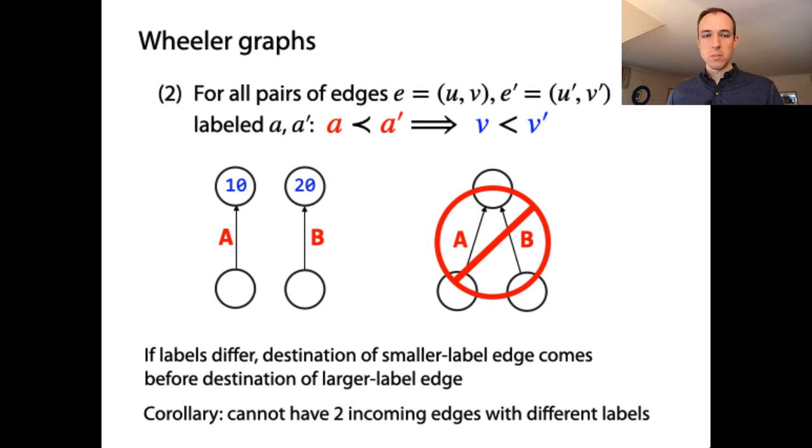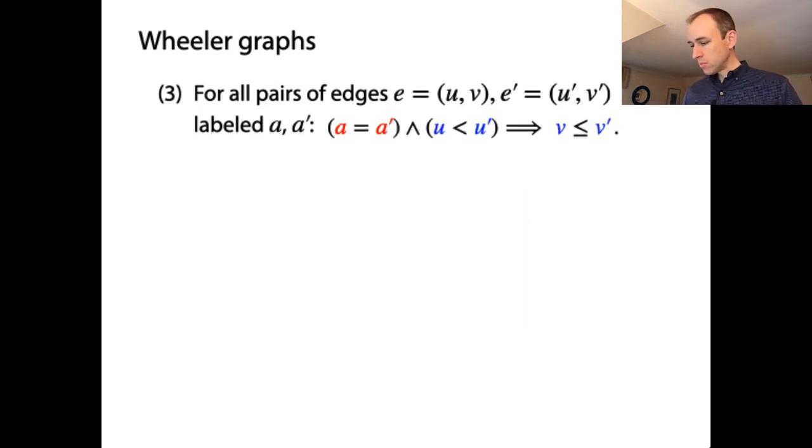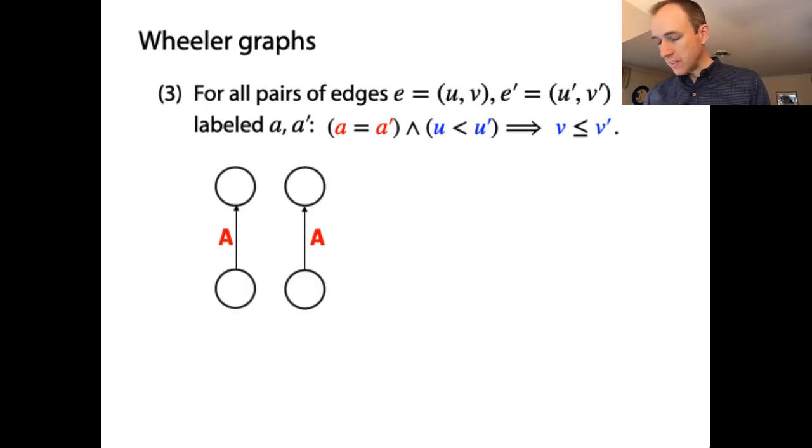Let's now do something similar, but for rule 3. So let's bring rule 3 back. For all pairs of edges E and E prime, labeled A and A prime, if the labels are equal and the source of one comes before the source of the other, that implies the destination of the first one can't be greater than the destination of the second one. Okay, so let's take an example. In this example, importantly, the edges have the same label now, right? Because those are the pairs of edges where rule 3 is relevant, right?